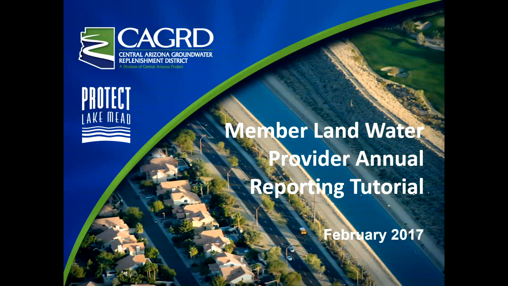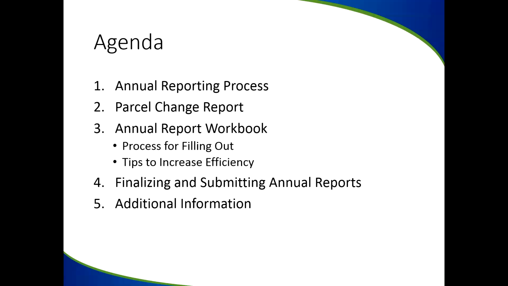And we'll be going through some tips today on how you can fill out your annual reports each year. The general agenda for our overview is to first provide you some information about the annual reporting process in general. We'll show you what a parcel change report looks like, and this is something that has to be looked at before you can start the annual reporting process itself. We'll show you what the annual report workbook looks like, talk about the process for filling that out, and Candy has some tips to increase efficiency for you when you fill out the water use by parcel in those annual reports. Then we'll talk a little bit about how to finalize and submit your annual report back to the CAGRD, and we'll provide some additional information on some anomalies or strange things you might encounter when you're trying to enter your parcel level data, and some tips for how to do that.